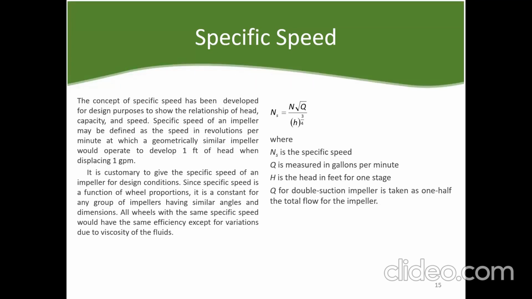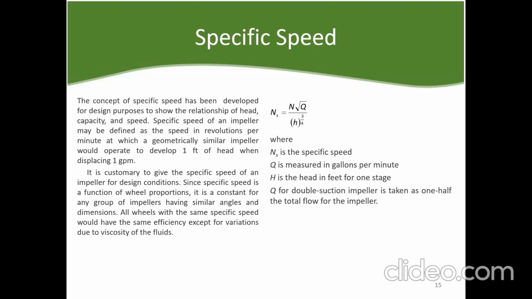Since specific speed is a function of wheel proportion, it is a constant for any group of impellers having similar angles and dimensions. All wheels with the same specific speed would have the same efficiency except for variation due to viscosity of the fluid. The specific speed Ns is equal to N times the square root of Q over H exponent 3/4. So Ns is the specific speed, Q is measured in gallons per minute.